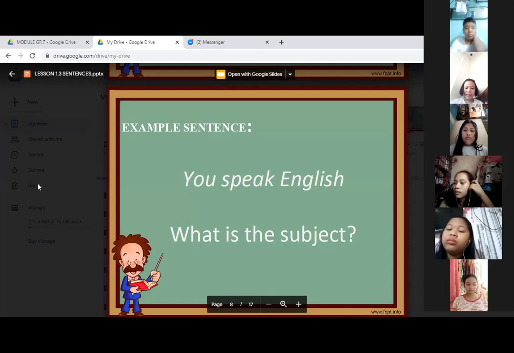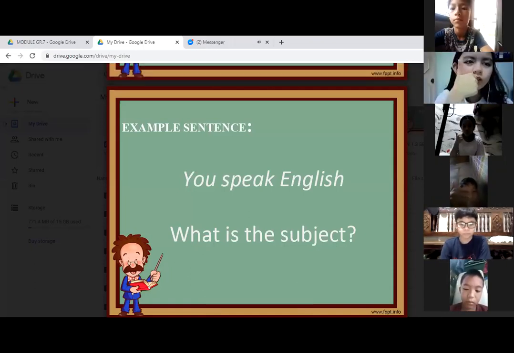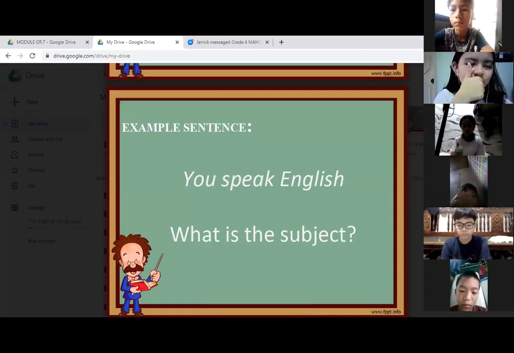Am I clear? Yes po. Thumbs up na lang para nakikita ko sa camera kung naiintindihan or natutulala kayo dyan, ha? So, okay naman. Tuloy-tuloy tayo, ha?